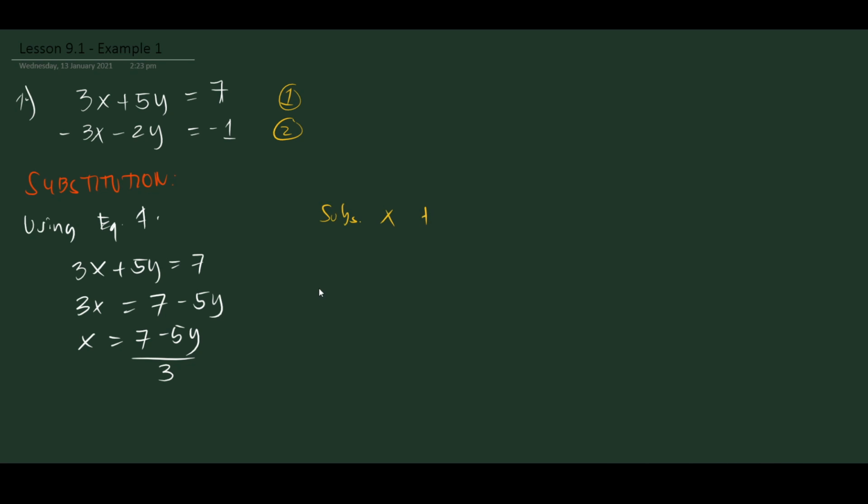Substitute x into equation 2: negative 3x minus 2y is equal to negative 1. We are going to substitute this expression for x. So negative 3 multiplied by 7 minus 5y all over 3, minus 2y is equal to negative 1. Okay, so we can cancel 3. So we have here negative 7 plus 5y minus 2y is equal to negative 1.